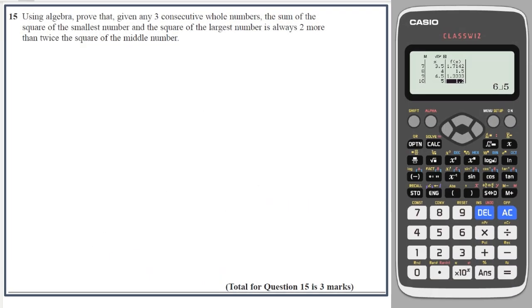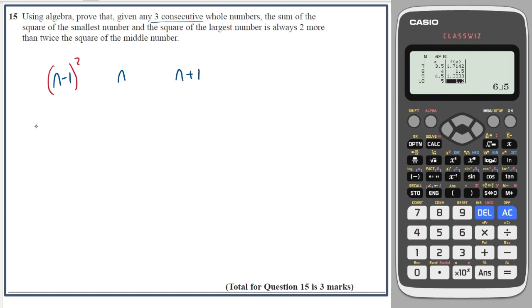Perfect. Okay, it says using algebra prove that any three consecutive whole numbers. Okay, so three consecutive whole numbers. I'm going to choose n minus 1, n, and n plus 1. You could do n plus 1 and n plus 2, but it's easier working with ones. So whenever I see three consecutive numbers, I always use n minus 1, n, and n plus 1. The sum of the square of the smallest number, okay, so that's this one. And let's work that out.